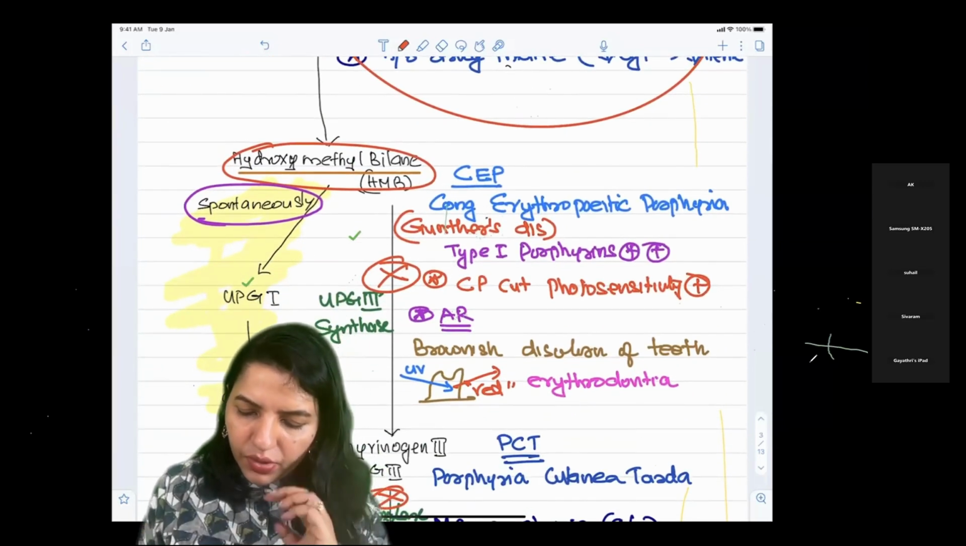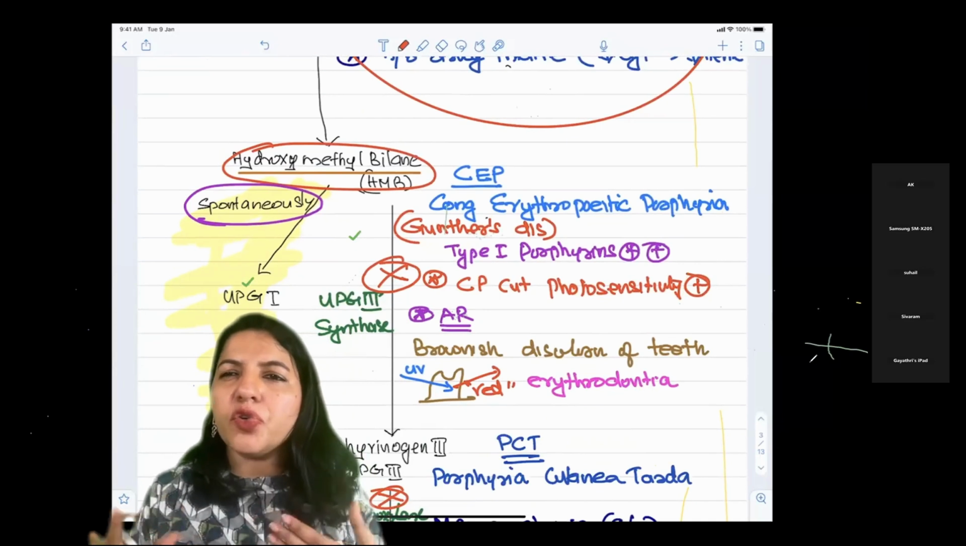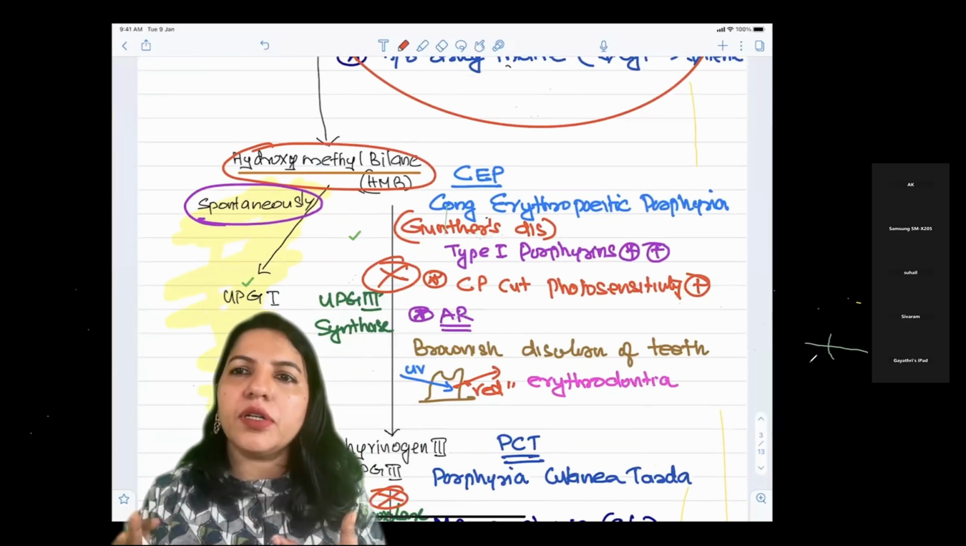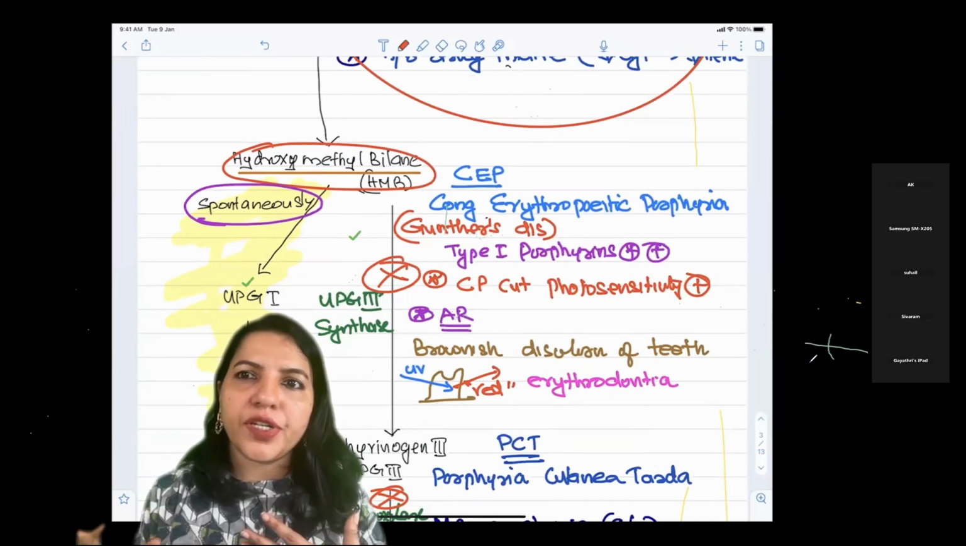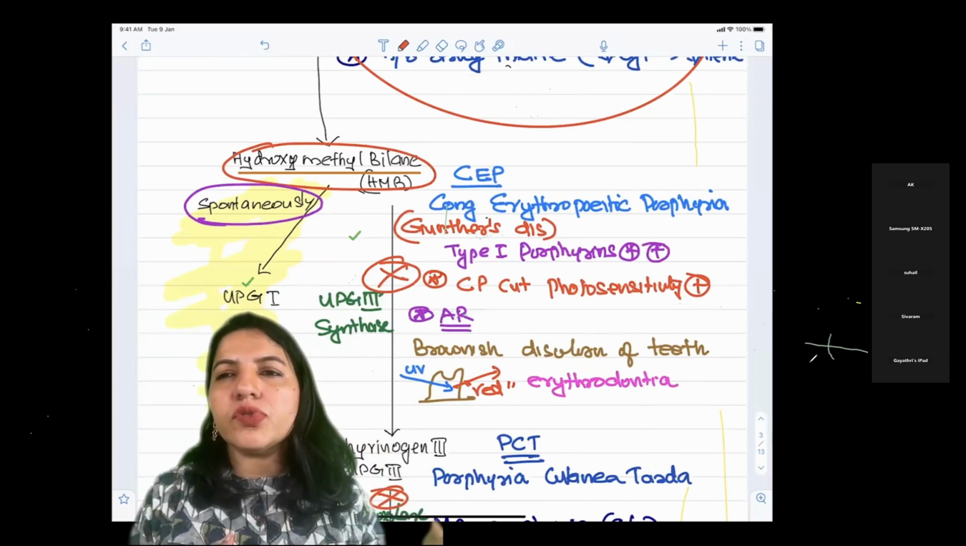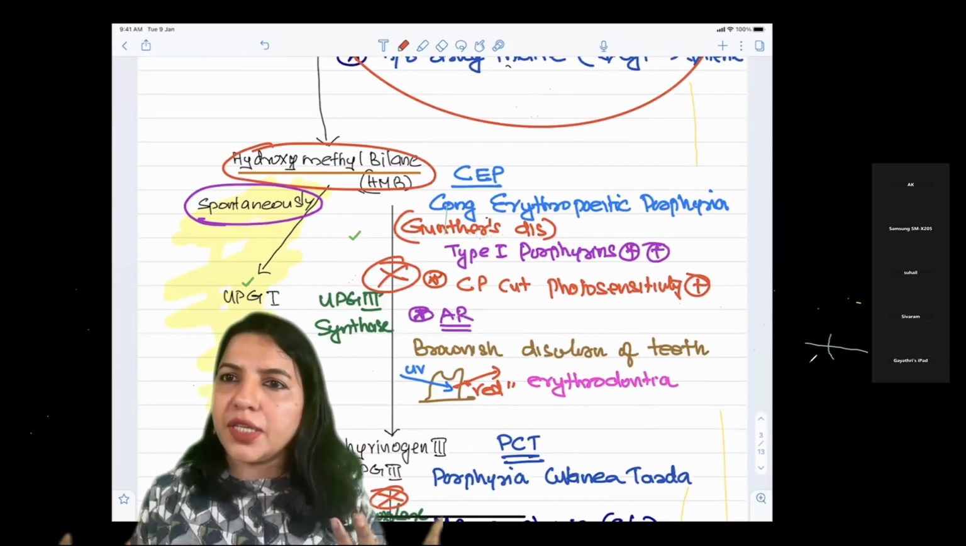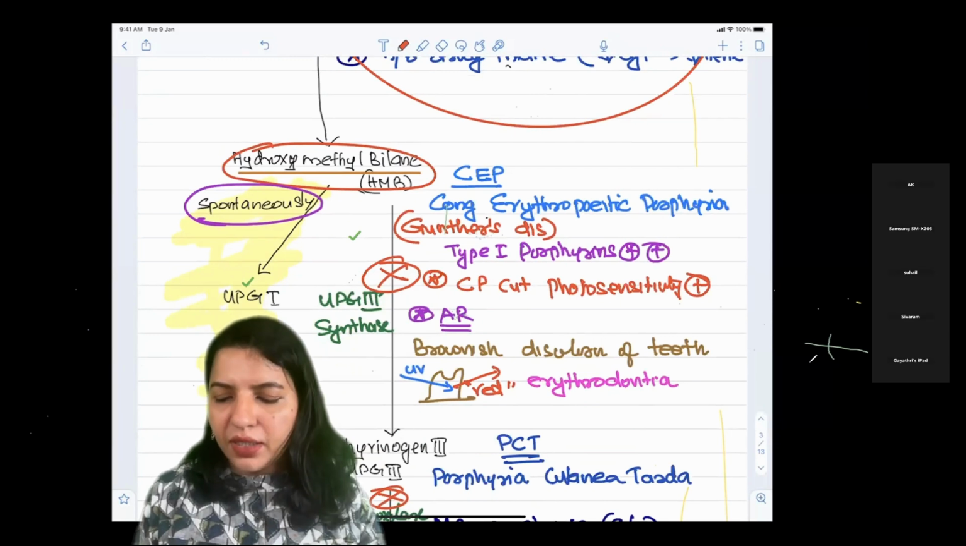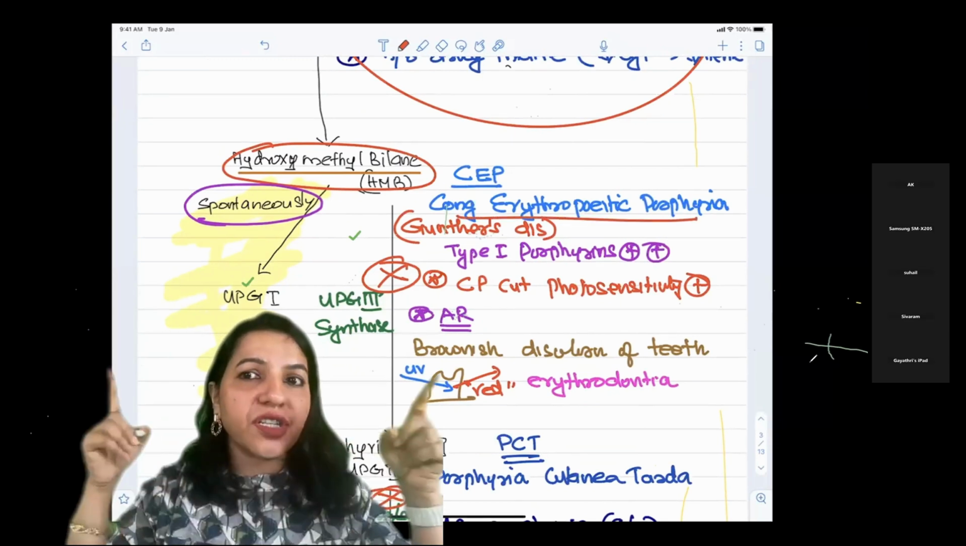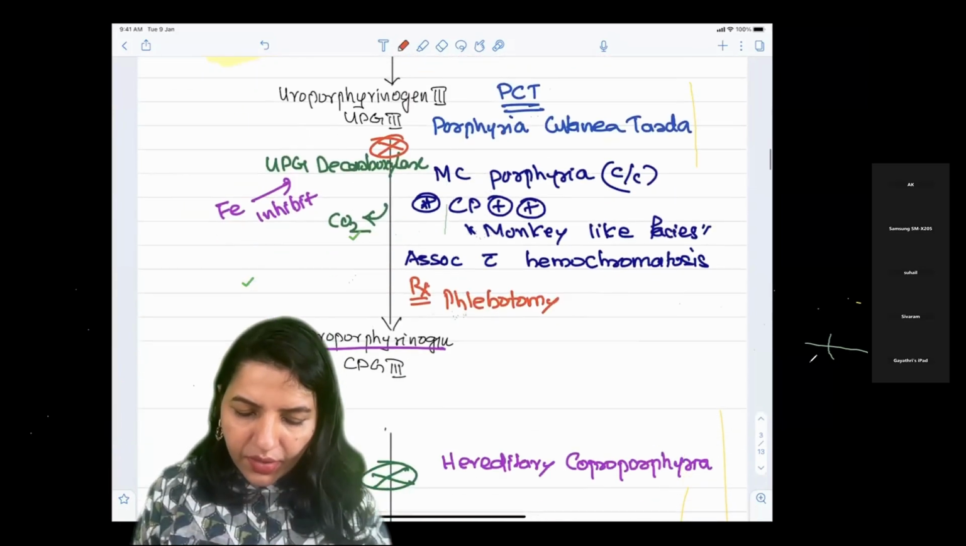Then coming to congenital erythropoietic porphyria, in the Q-bank you can see questions on congenital erythropoietic porphyria. But if you search the previous year questions, you cannot find any question on CEP. But don't skip it, just understand congenital erythropoietic porphyria: brownish discoloration, erythrodontia, etc.